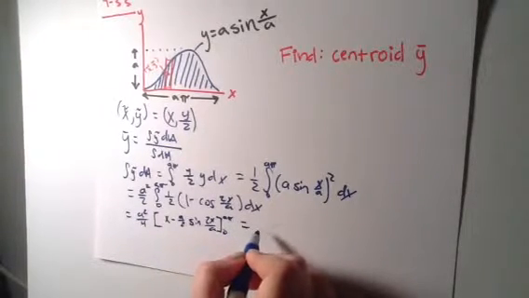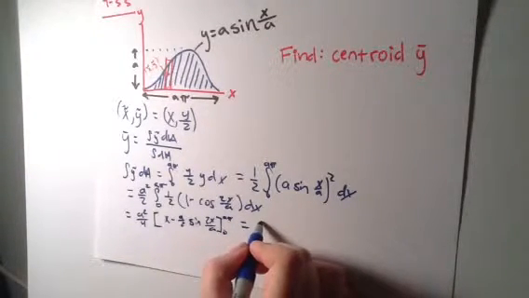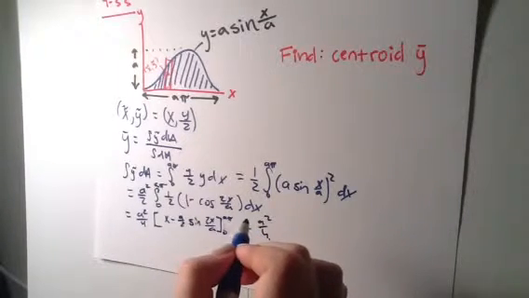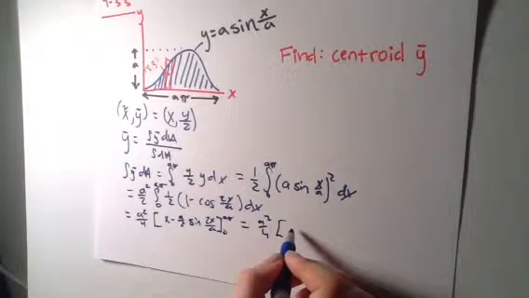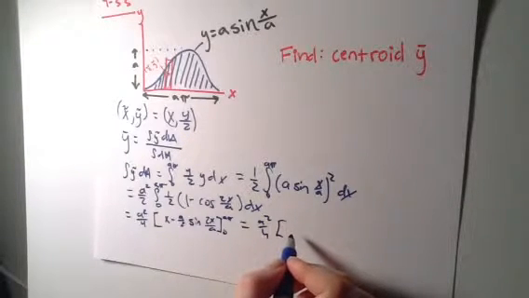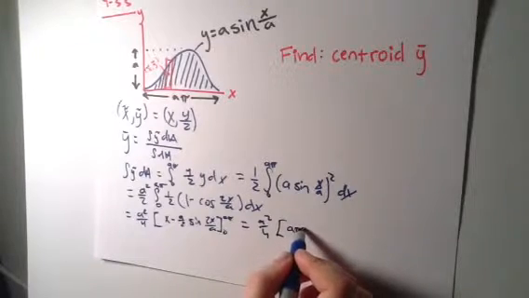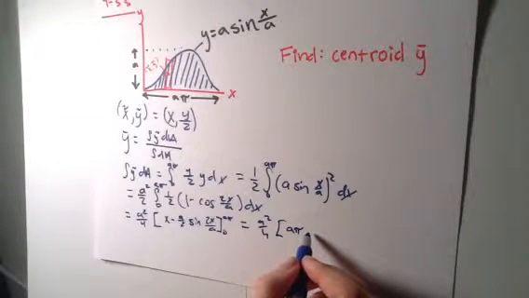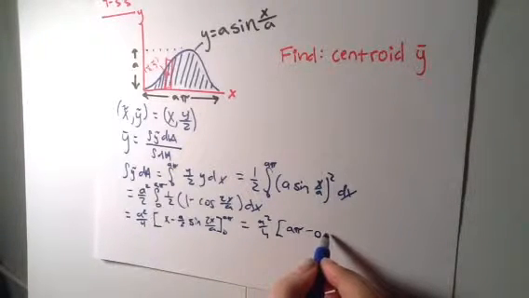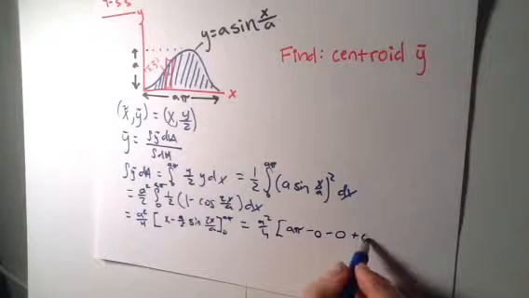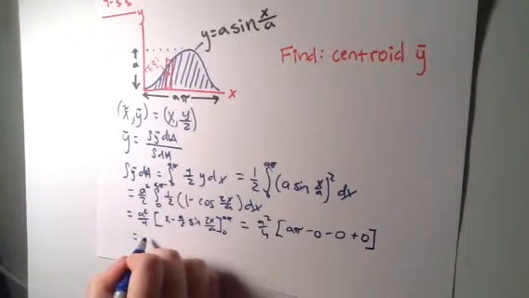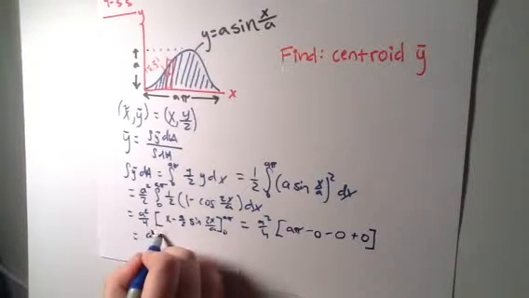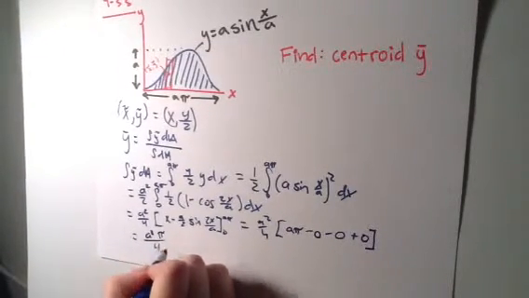And this is equal to a squared over 4 times a pi plus 0 minus 0 plus 0. That just leaves us with a cubed pi over 4.